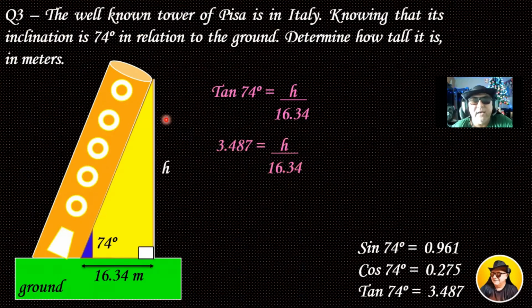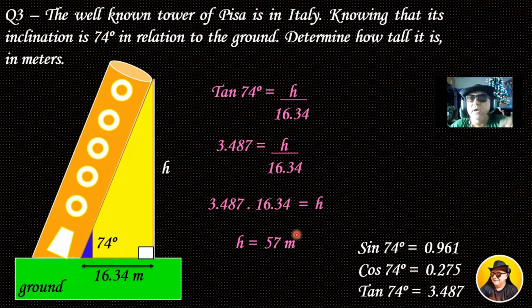So 3.487 is h over 16.34. Well, this value, 16.34, which is dividing, is going to be moved to the left side of the equation, multiplying. So our equation becomes like this: 3.487 times 16.34 is h. Now let's multiply and rotate the equation in order to give a better answer. So the answer is 57 meters. So the tower is about 57 meters tall.